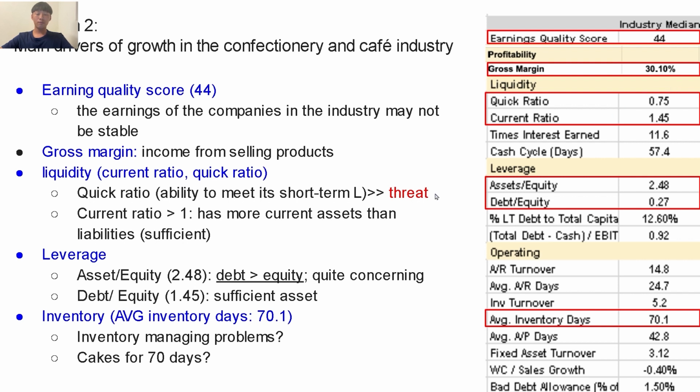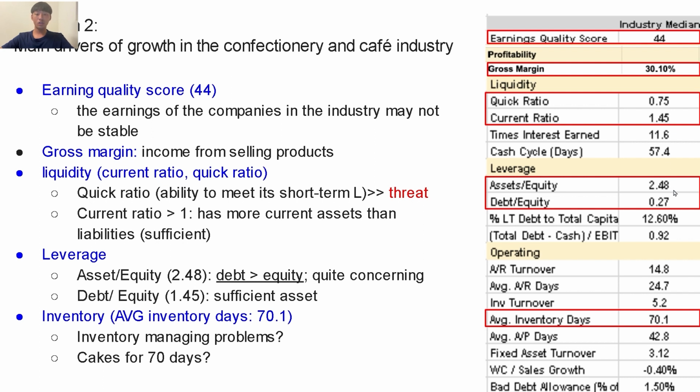For the liquidity, the quick ratio is 0.75. Above 1 is generally considered favorable, so we may assume that this industry may have some issues when facing short-term liabilities. On the other hand, the current ratio is 1.45. Quite good. It means that this industry has sufficient assets to meet the short-term obligations.